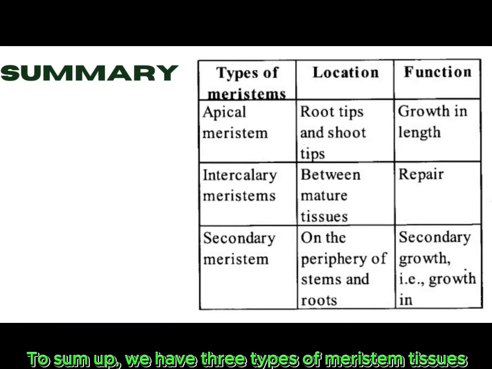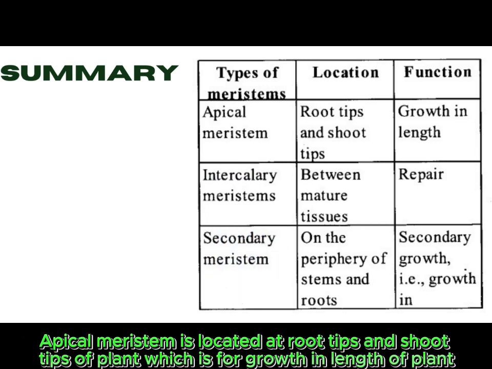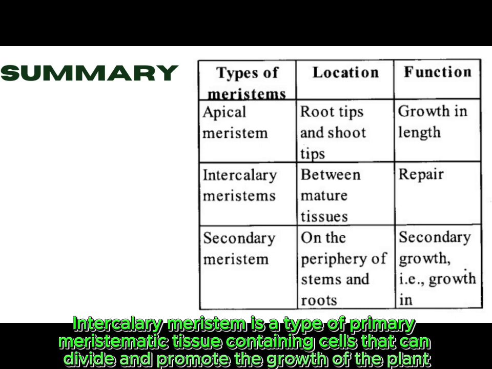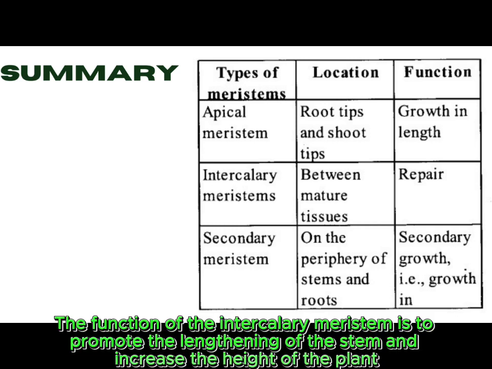To sum up, we have three types of meristem tissues, which are apical meristem, intercalary meristem, and lateral meristem. Apical meristem is located at root tips and shoot tips of plant, which is for growth in length of plant. Intercalary meristem is a type of primary meristematic tissue, containing cells that can divide and promote the growth of the plant. They are located at the base of internodes. The function of the intercalary meristem is to promote the lengthening of the stem and increase the height of the plant.